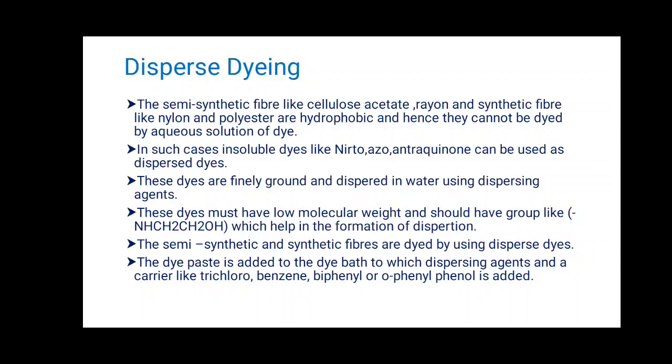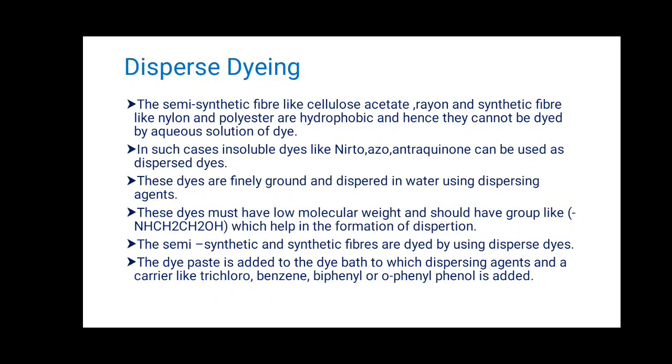Dispersed dye. What is dispersed dye? There are three types of fiber: natural fiber, semi-synthetic fiber and synthetic fiber. The semi-synthetic fibers like cellulose acetate and rayon, and synthetic fibers like nylon 66, nylon 6 and polyester are hydrophobic, meaning they hate water and hence cannot be dyed by an aqueous solution of dye. In that case, the dispersed dyeing method is used.